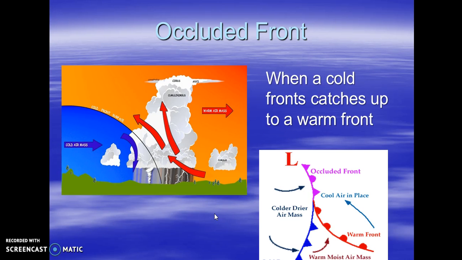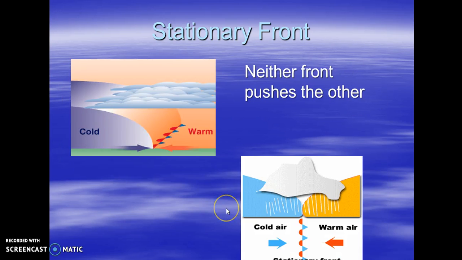All right? An occluded front is just where a cold front catches up to a warm front. Stationary is going to be where a warm front and cold front run into each other and they both just stop.